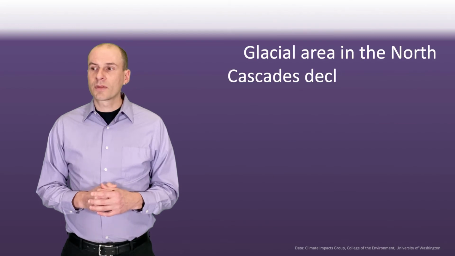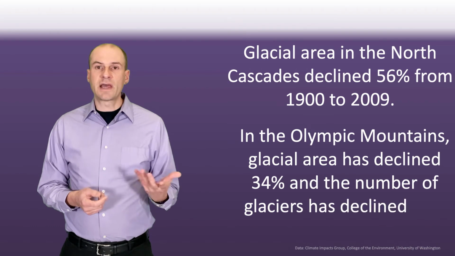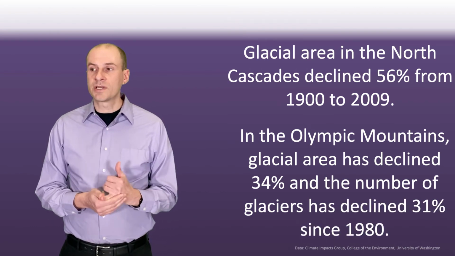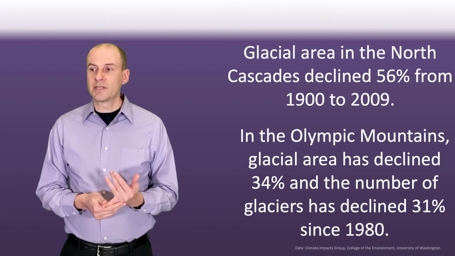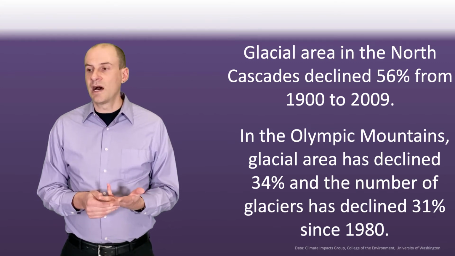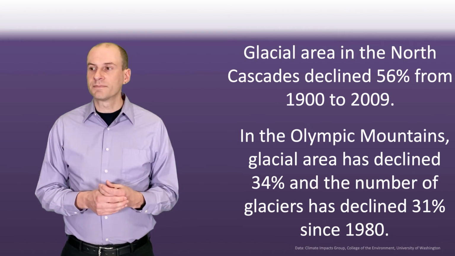Now, overall, when we just look at this sort of impact, just to get numbers around this, we're seeing about a 56% decrease in glaciers between 1900 and 2009. And then the area has declined substantially since 1980 as well in the Olympic Mountains, not just the Cascades.